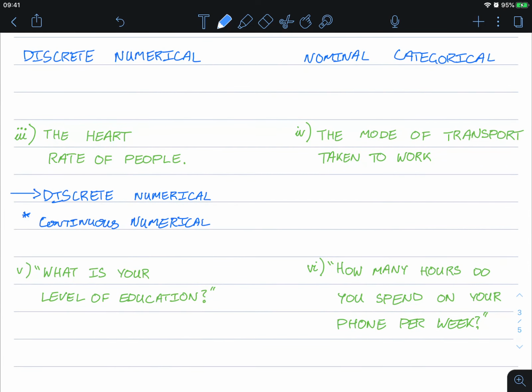The mode of transport taken to work. So if you ask people, how did you get to work? The types of results that you get, they won't be numbers. They might tell you, I walked to work, I drove to work, etc. So this is definitely categorical data. And walking, train, car, bike, none of those can be put in any sort of order. So this is not ordinal, so it must be nominal data.